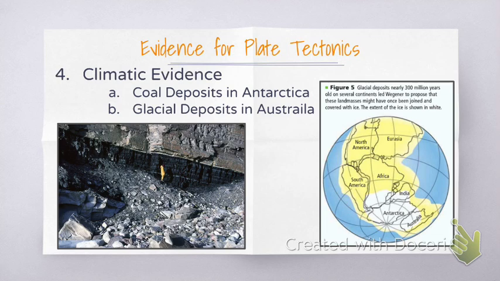And then similarly, glacial deposits in Australia. Australia is at a latitude right now where glaciation is not possible. It's not cold enough. So scientists propose, since we have evidence that glaciers were in Australia at one time, perhaps the continent of Australia was closer to the poles at one time, making it colder. So all of these things would mean that these continents are going to have to be moving, and this is the stuff that supports the plate tectonics theory.